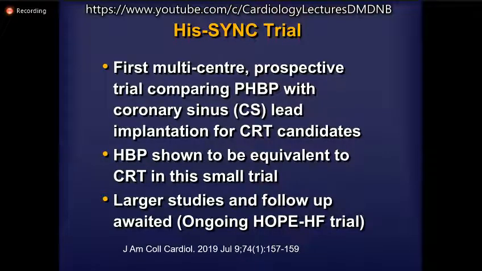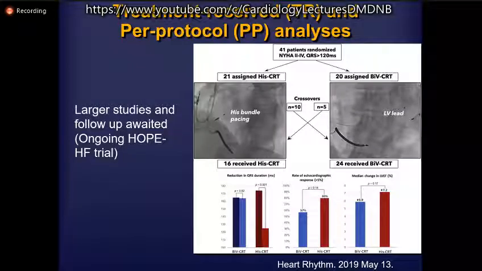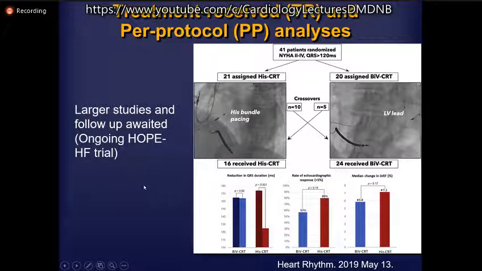And the first small but multi-center prospective randomized trial was also done, called the HIS-SYNC trial, which randomized patients to His bundle pacing versus CRT. This was unfortunately a rather small and not very well planned study, resulting in a lot of crossovers. And in this particular study, His bundle pacing was shown to be equivalent to CRT in terms of outcomes. But basically, it was a small trial with just 41 patients, and larger studies would throw more light on this.